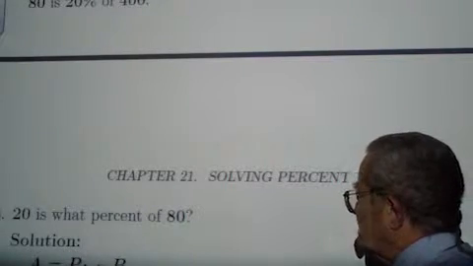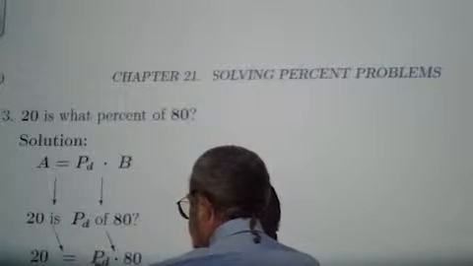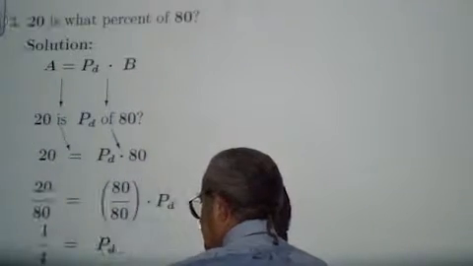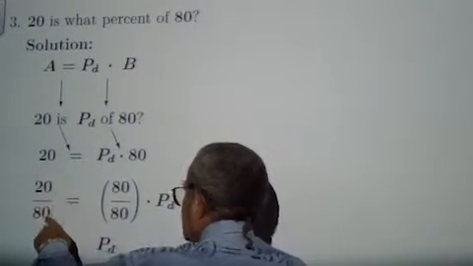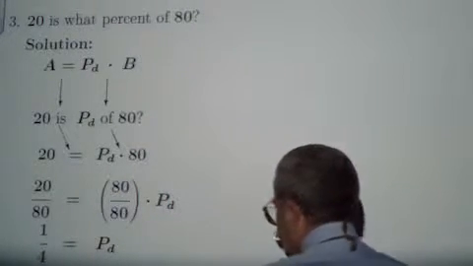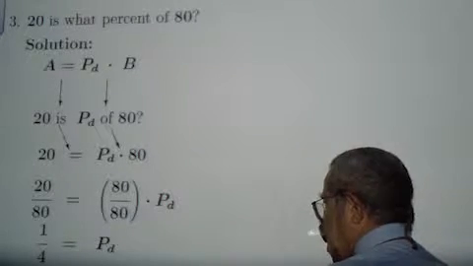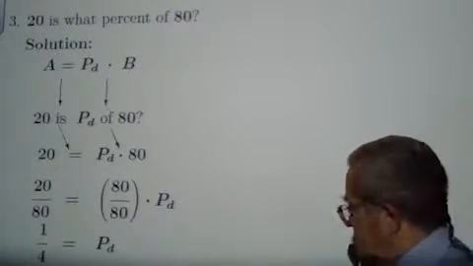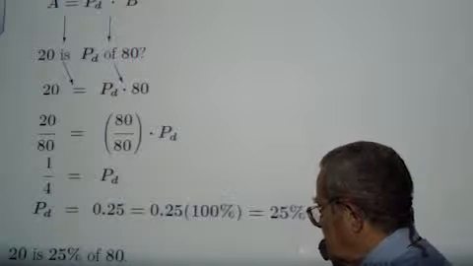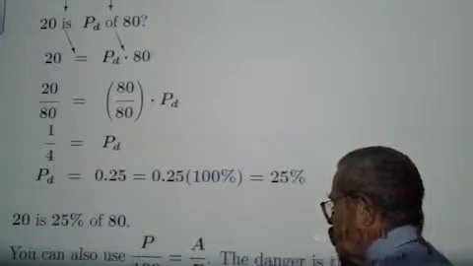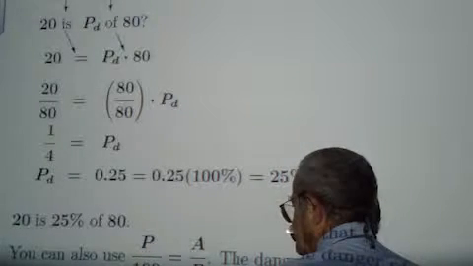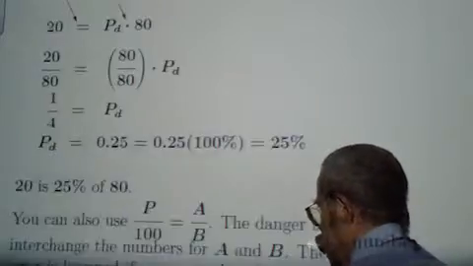Then 20 is what percent of 80? 20 is what percent? That's your unknown. You can make it x, you can make it p of 80. Divide both sides by 80, and you get 20 over 80, 2 over 8, 1 over 4, which is 0.25, multiplied by 1 in the form of 100%. That gives you 25%. So 20 is 25% of 80. As I said earlier, you could have made it a proportion. Percent is to 100 as amount is to base. Base is in the denominator.